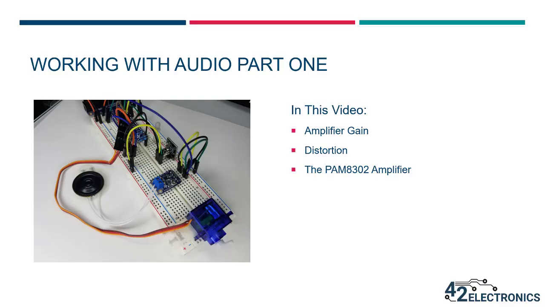In this video, we'll start our look at working with audio with your Raspberry Pi and Python projects. And in particular, we'll walk through working with the PAM8302 amplifier in your Level C kit, including understanding amplifier gain and distortion. In the next two videos, we'll look at other audio hardware options as well as audio software.